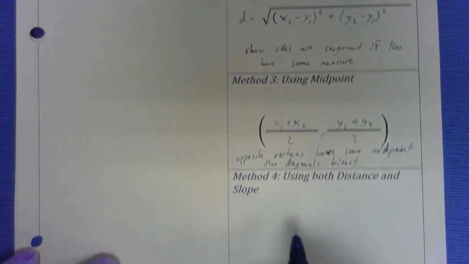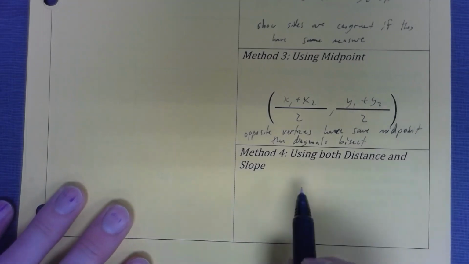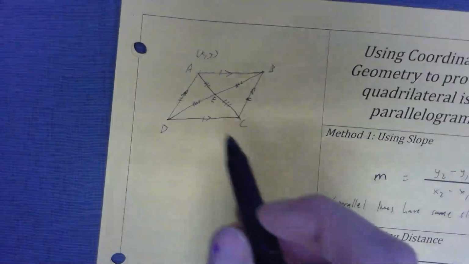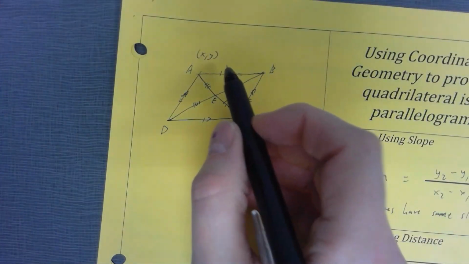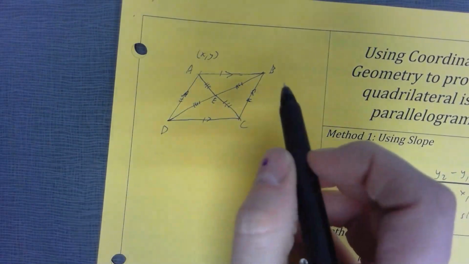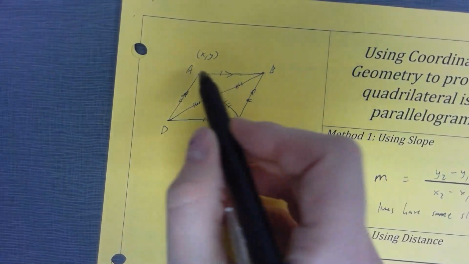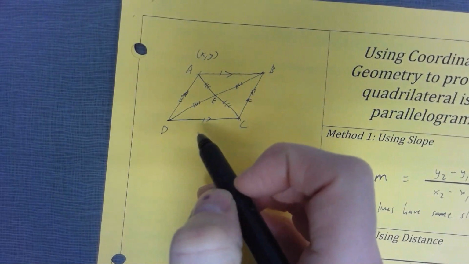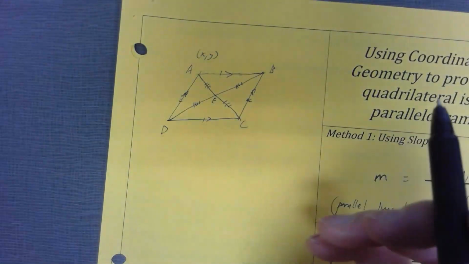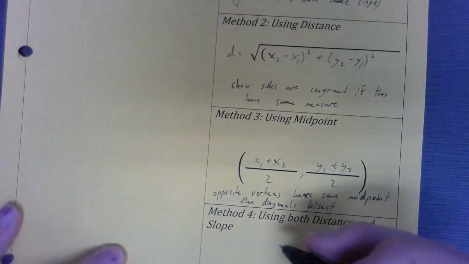And then the fourth method is we're going to use both distance and slope. And the rule we're going to use is if one pair of opposite sides, so not both pairs, if one pair of opposite sides is both parallel and congruent, then it's a parallelogram, and we don't have to check the other pair of sides.